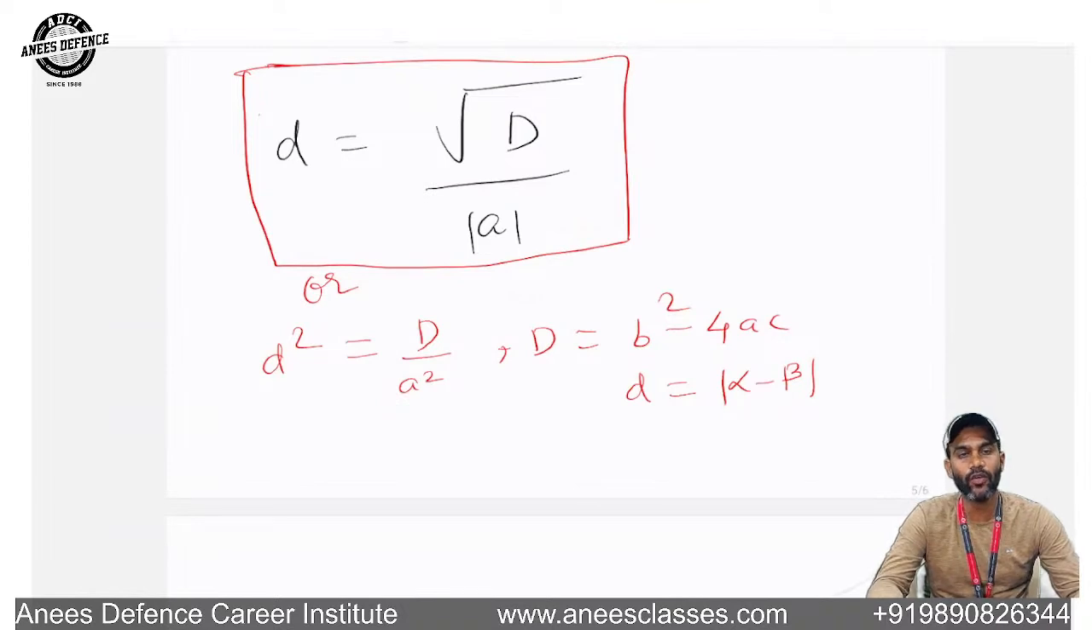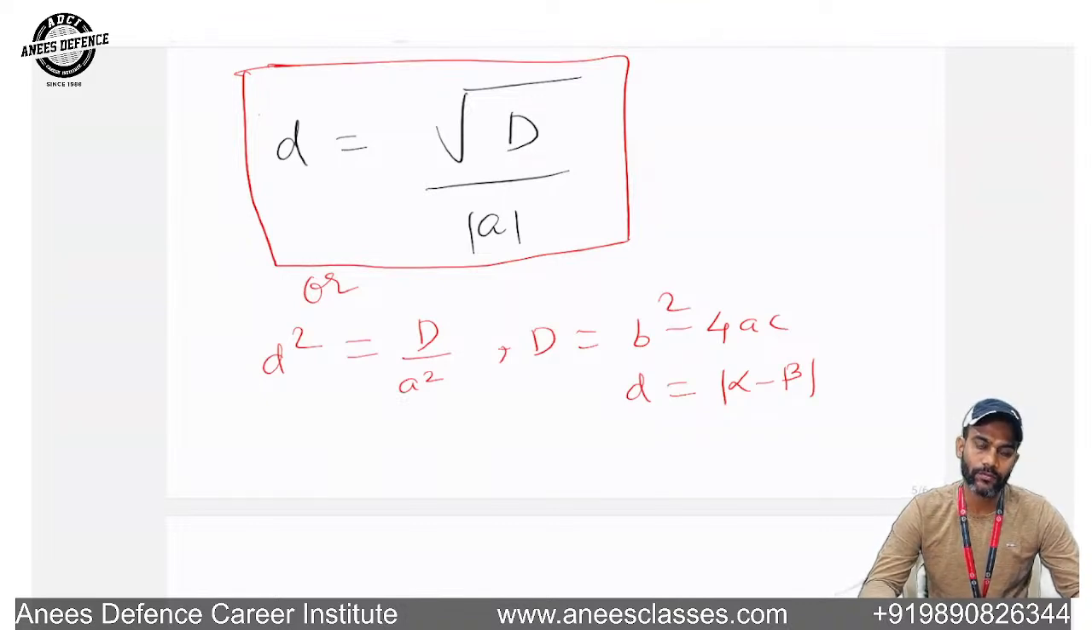d square is nothing but D over A square. What is D? Capital D is nothing but the discriminant, which is B square minus 4AC, and small d is nothing but the difference between two roots. Yes or no? So let us solve this particular question using this shortcut, or maybe we can call it a formula.